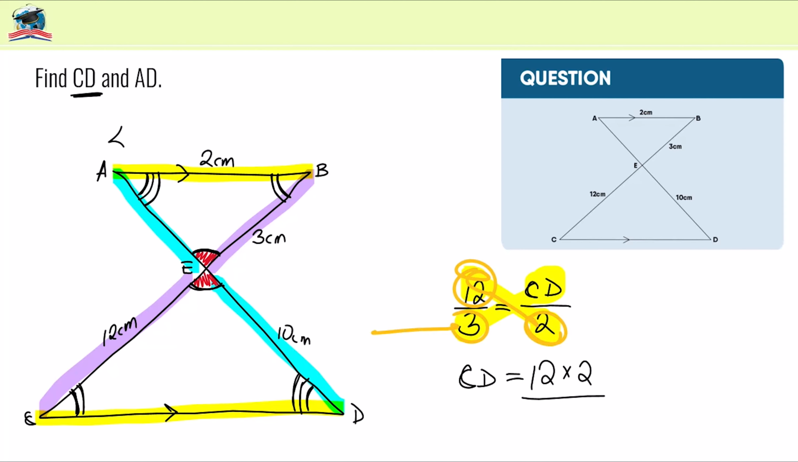Good. Okay, let's start here. Divide by what? By 3. Good. What will that give us? 12 times 2 is 24. Divide by 3 is 8. So we've got 8 there. So the answer there is 8. Our CD is 8. Okay.